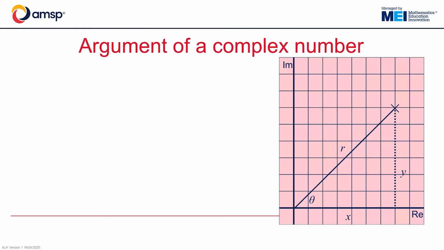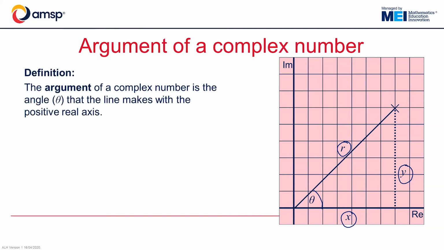Now let's look at the angle theta that the line makes with the positive real axis. So, here I've got the complex number x plus iy. I formed a right-angled triangle with base x and height y. R is the hypotenuse, and it's also the modulus that we defined just now, the distance from the origin. I've marked the angle theta that the line makes with the positive real axis. This is called the argument of the complex number.